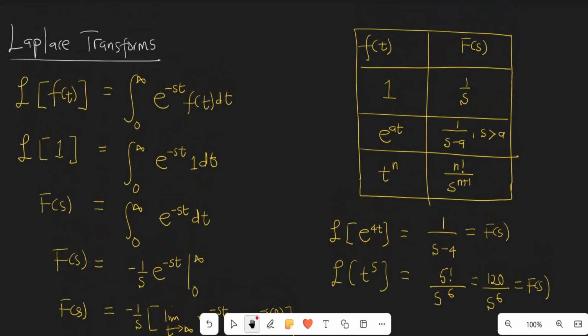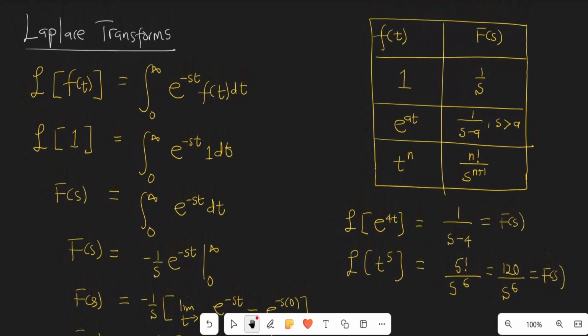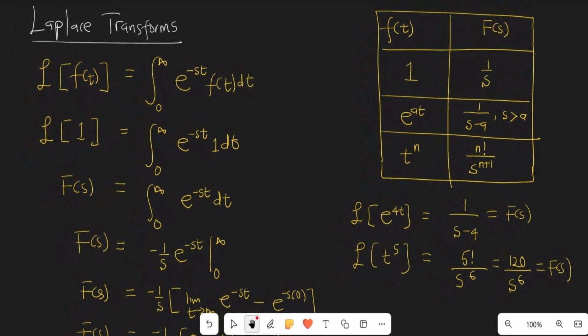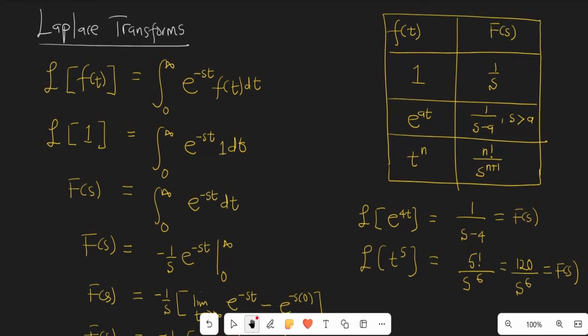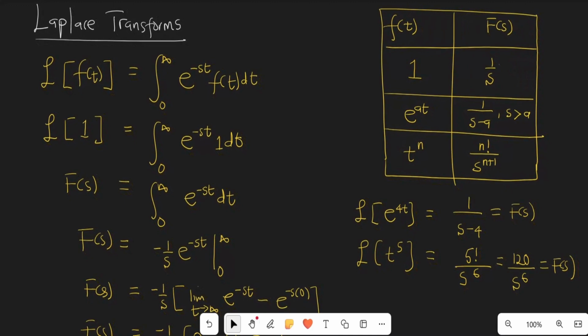So that is how I solved them. So in the next video, I am going to find the Laplace transform of the sine of at and the cosine of bt. So those are the trig functions. So I would ask you to join me in the next video as we derive the formulas for the Laplace transform of the trig functions.